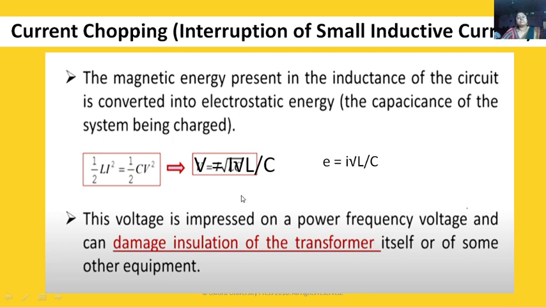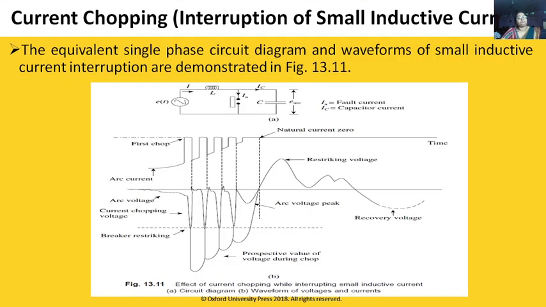This voltage is impressed on the power frequency voltage and can damage, as this voltage is very high. It can damage the insulation of the transformer itself or the equipment connected to it. Now we'll see the equivalent single phase circuit diagram and the waveforms of small inductive current interruption. This is L, this is C, this is iC, the current flowing through the capacitor, this i is the current flowing through the inductor, and this is the voltage appearing across the contact, across this capacitance. i is the fault current while iC is the capacitor current.